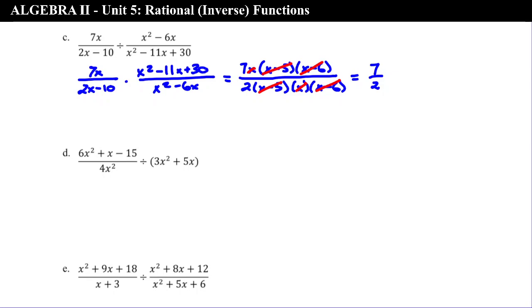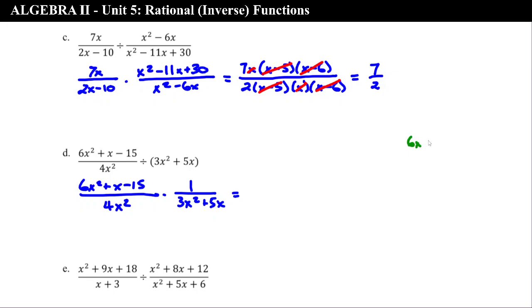For d, we have our first term. But when we flip our second term, we're going to end up with times 1 over 3x squared plus 5x. So let's start by factoring this. To factor this is going to require a little bit of work, so let's do that scratch work over on the side. Okay, I'm just going to do it over here. We got 6x squared, and in fact, let me put it in a different color so you know that it's happening kind of separate.